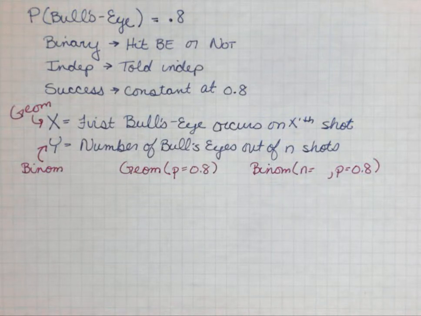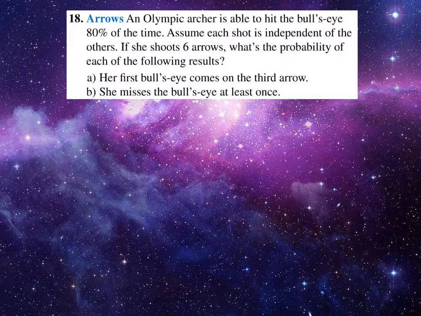Now, the first question said her first bullseye comes on the third arrow. Is that X or is that Y? X. What gives that away? What tells me geometric? One word should tell you. First. Right there. Her first bullseye is on the third arrow.